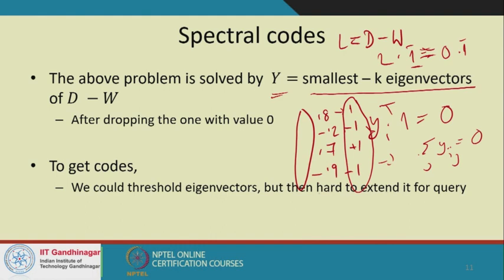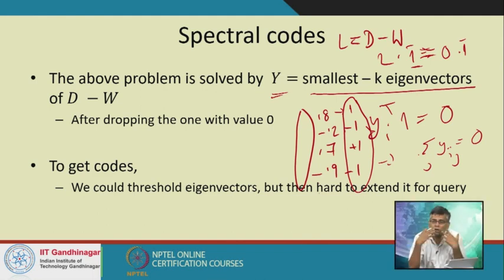Okay? We could always do this, but there is a slight problem. What do we do when I get the query point? Because the eigenvectors depend on the entire data set. Once the query point comes, you have to recompute this entire thing, because the query point was not in the data set when I computed the eigenvectors, so the eigenvectors change. But I don't want to do this because that takes up a lot of query time.